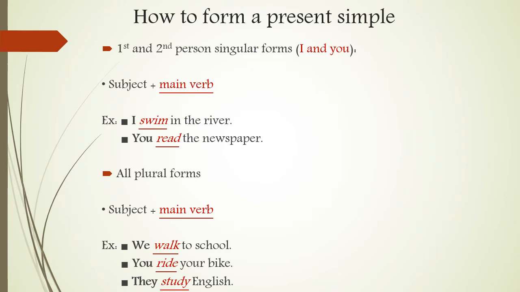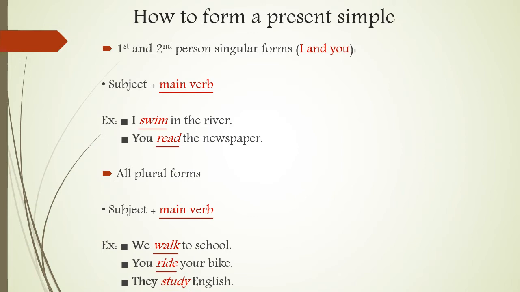First and second person singular forms, which are the pronouns I and you, the form is subject plus main verb. Example, I swim in the river. I is the pronoun, swim is the main verb. You read the newspaper. Of course, you is the subject, which is the pronoun, and read is the verb. And here we use the main verb because it is a first and second person singular, so we cannot add s to the verb.